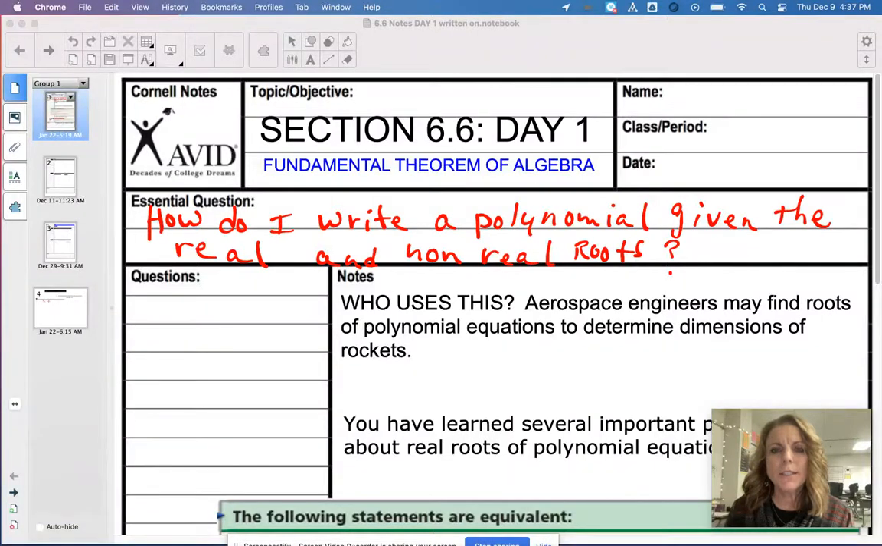Section 6.6 Day 1, Fundamental Theorem of Algebra. Essential question: how do I write a polynomial given the real and non-real roots? You are familiar with being given a polynomial and finding the roots. Now, we're going to give you the roots and you're going to find the polynomial.